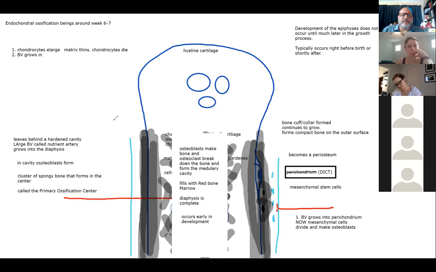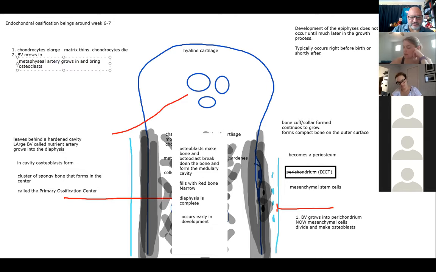Once we have that cavity, a blood vessel is going to grow in through the neck. So that is going to be our metaphyseal artery. Grows in and brings new cells. Osteoclasts to break down the matrix and osteoblasts. And we start making, well, let's say it this way, makes a cluster of, and what kind of bone do you think is going to form in here? Compact or spongy? Spongy, there you go. Cluster of spongy bone forms.